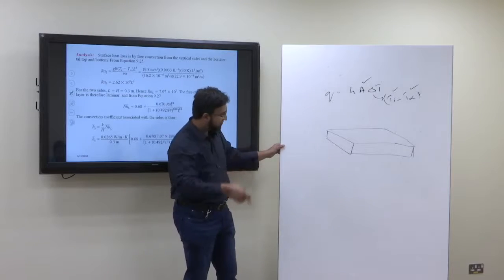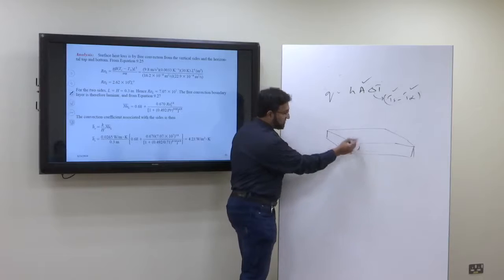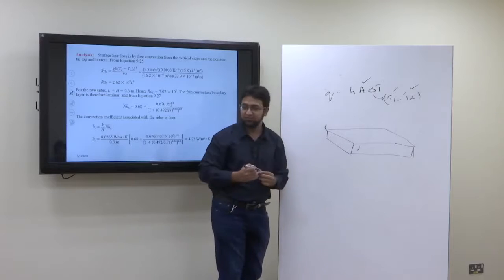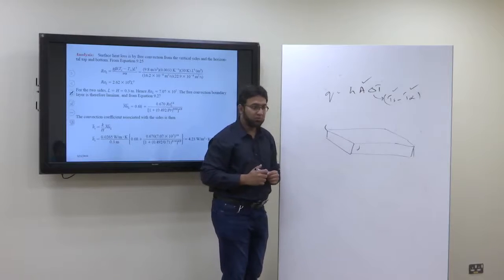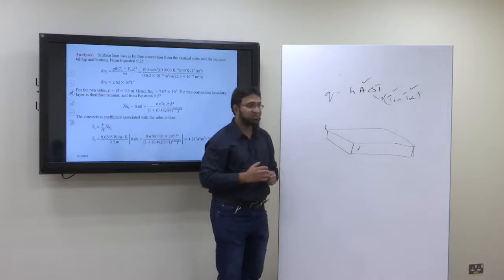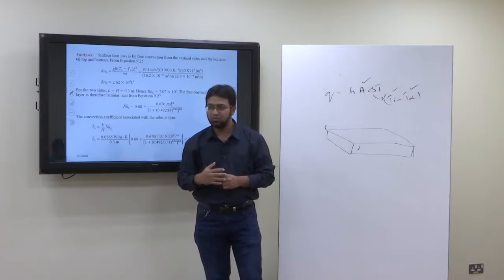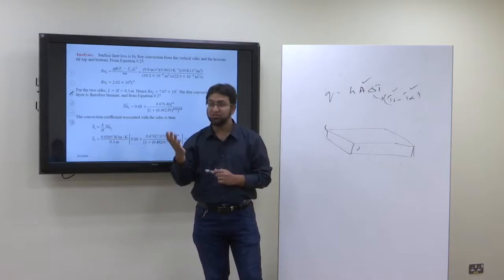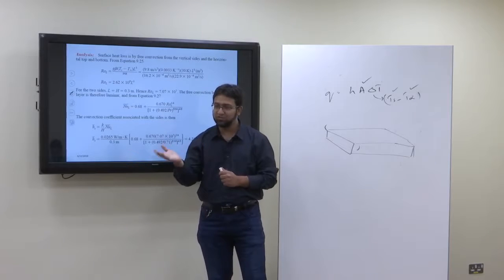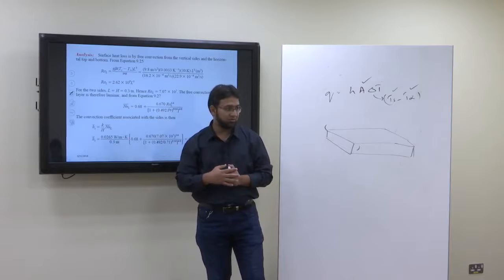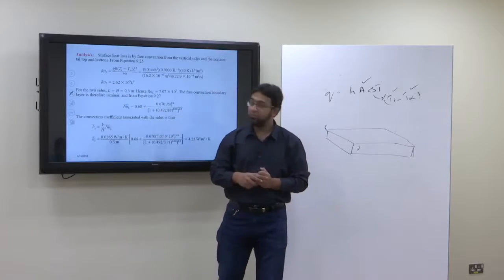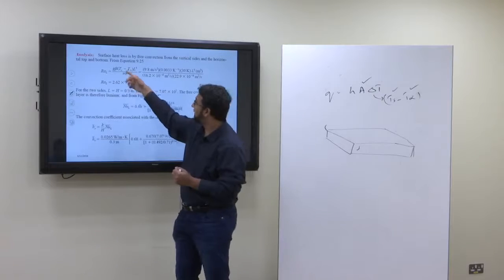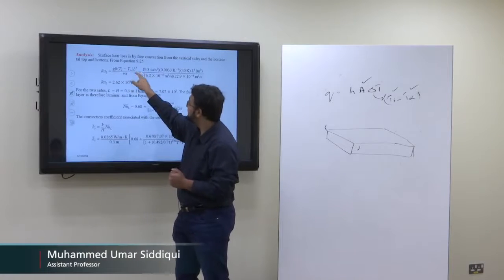So let's first consider the sides, the vertical plate. For the vertical plate, the first thing is that we need to see what is the Reynolds, not the Reynolds number, what is the Rayleigh number. Based on the Rayleigh number, we will decide if it is laminar or turbulent. Now tell me, what would be in the Rayleigh number formula? Everything is simple, except tell me what will be the length.